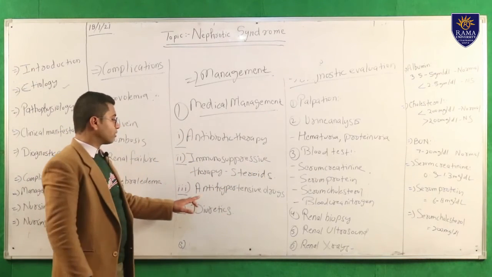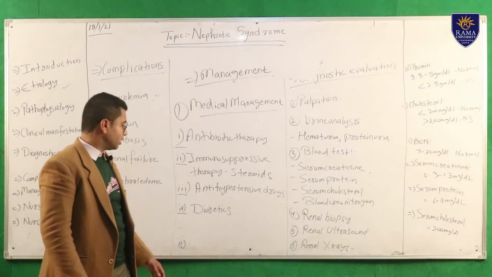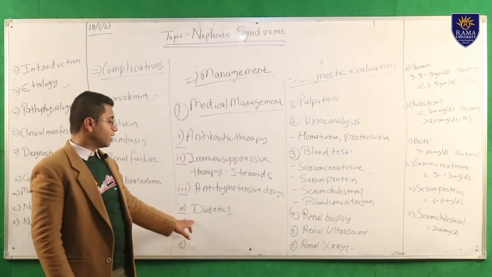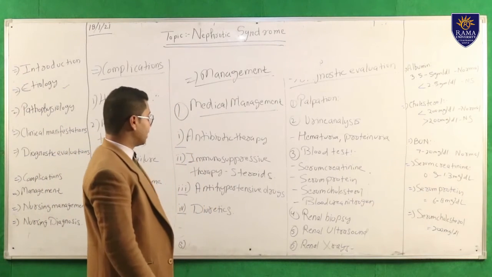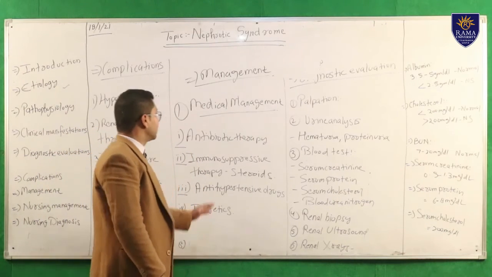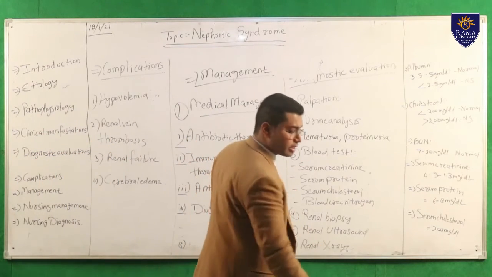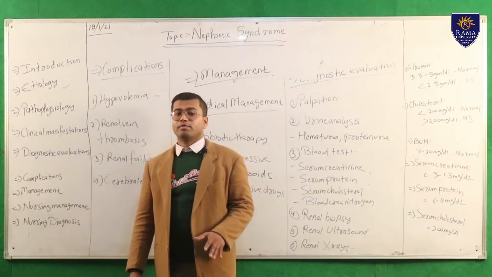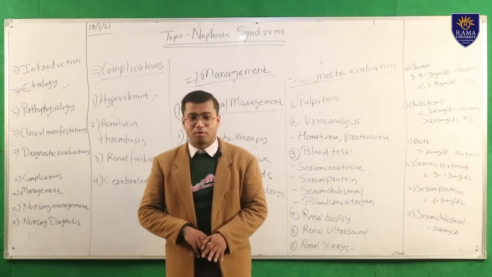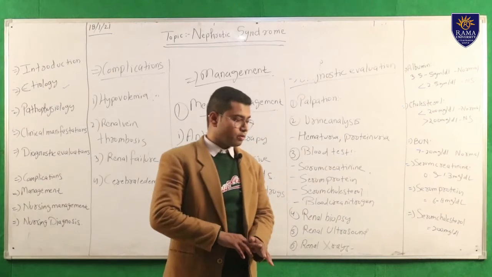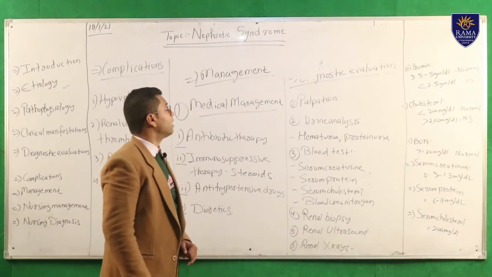Then we can go for antihypertensive drugs to control the increased blood pressure. Then we can also give diuretics, such as Lasix, to eliminate the extra body fluid. So this is the medical management. Next we will go for the dietary management. In the dietary management we have to give a high protein diet, high carbohydrate diet, and low sodium diet. So this will be the management for nephrotic syndrome.